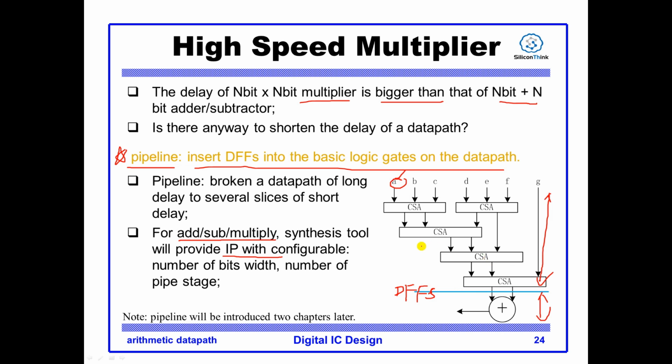You can configure the bits of input and the pipeline stages. Such as, this is one stage of pipeline. If you are not satisfied, you can insert a DFF at this point, so make it a 2-stage pipeline. Or you can further add pipeline DFFs in the adder itself, then make it 1, 2, 3, 4, making it 3 stages of pipeline.